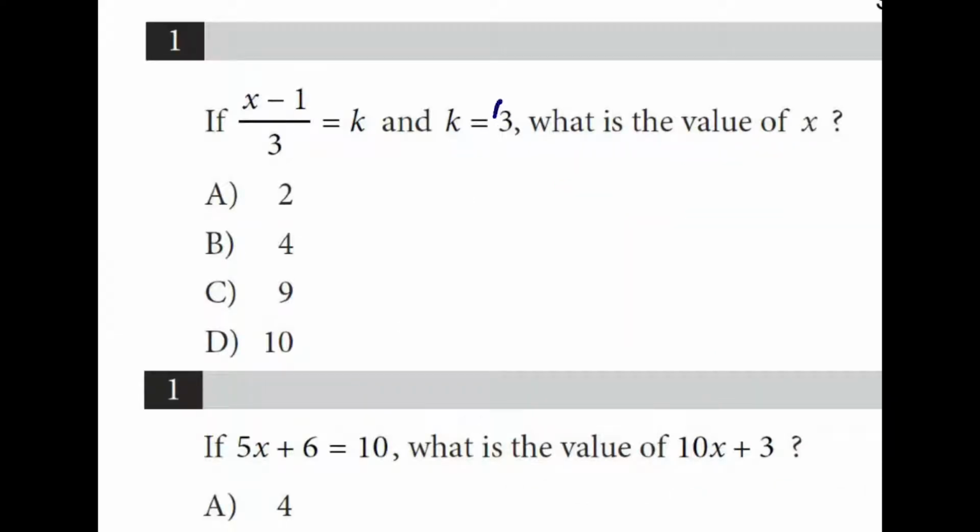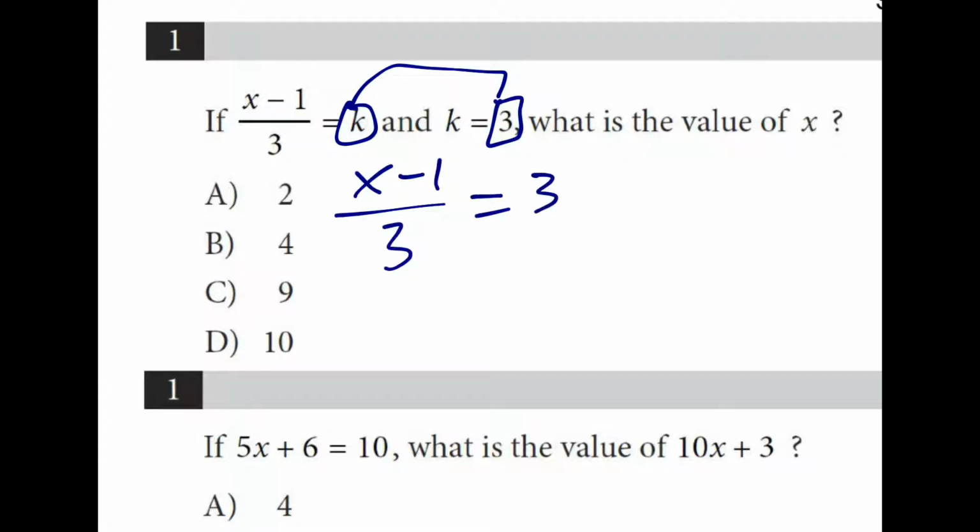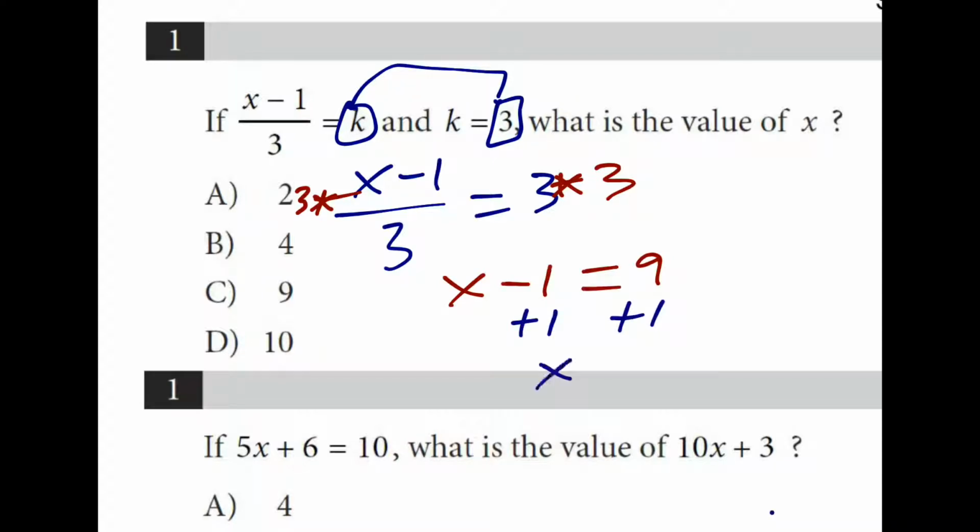Number 1 is a substitution problem. We replace k with what it is equal to. And if we have (x - 1) divided by 3 is equal to 3, this is a two-step equation. We can multiply both sides of the equation by 3 to cancel out the division. We end up with x - 1 is equal to 9. Then we're going to add 1 to both sides. x is equal to 10.